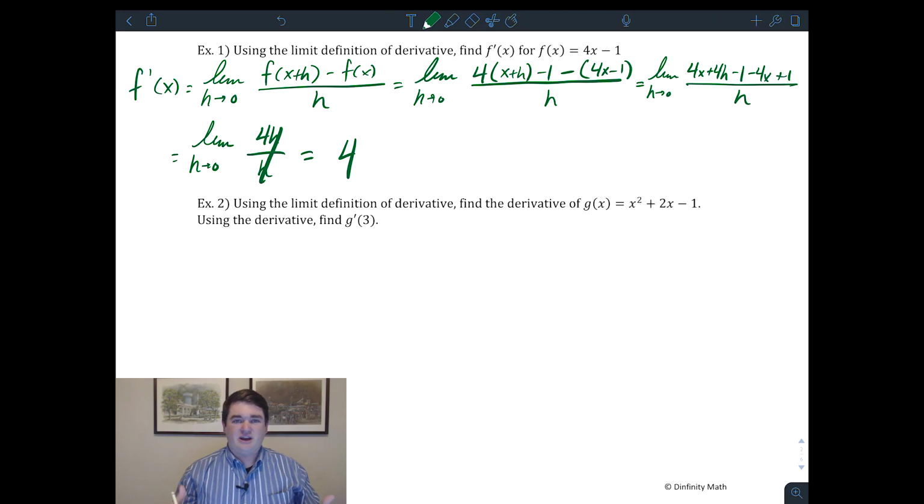Well, if you think about the graph, what does 4x minus 1 look like? It's a linear function with a slope of 4. So no matter which point on the graph that I pick, the slope is 4 no matter what. So that's why f prime of x is 4. And what you'll find is any linear function has a constant derivative for exactly that reason.